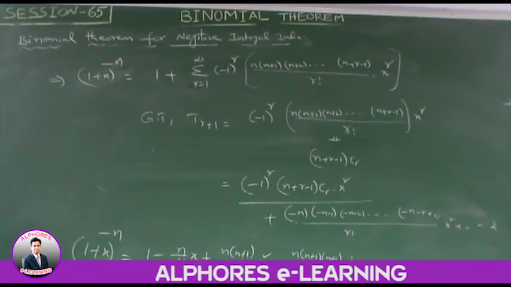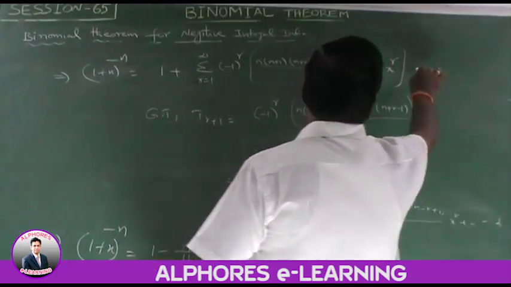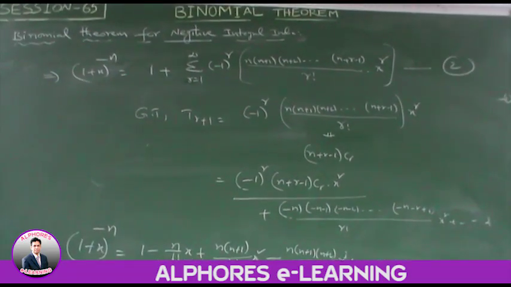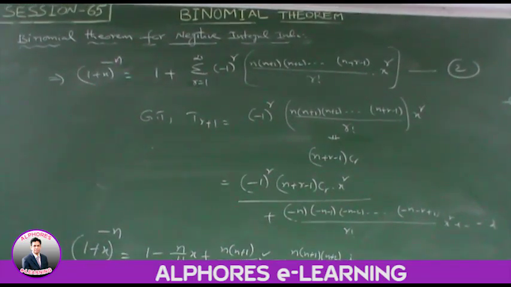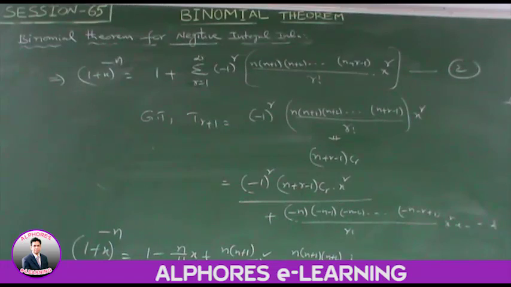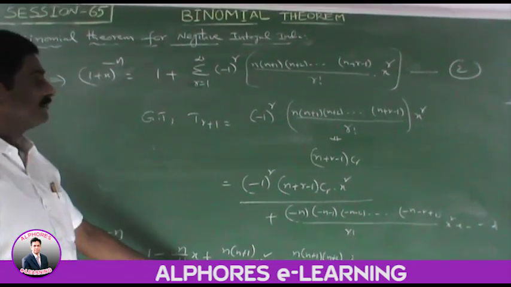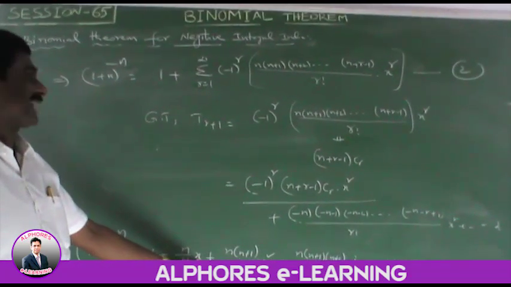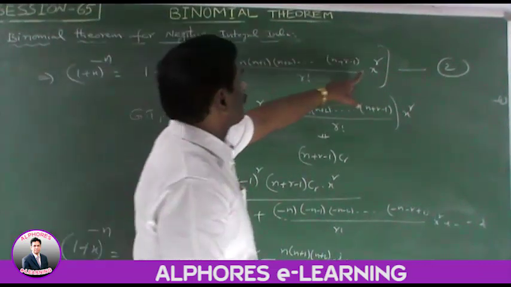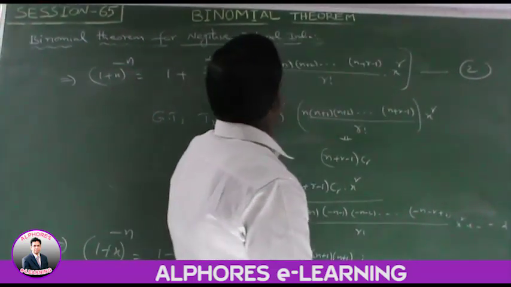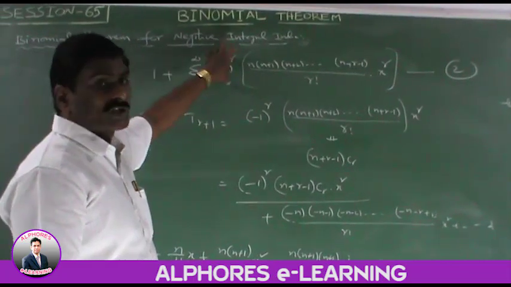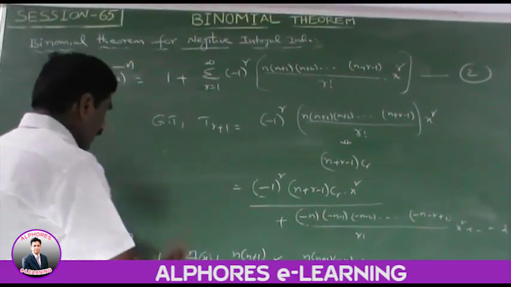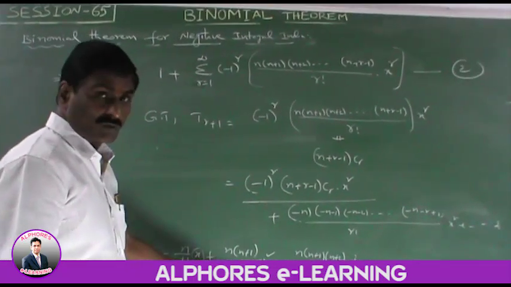Put x is equal to minus x. Say this value is equation number 2. Put x is equal to minus x in equation 2. Here please observe this value. x is replaced by minus x, so minus x whole power r means (minus 1) whole power r into (minus 1) whole power r, which is positive. In this case, 1 minus n by 1 factorial into x and so on, x can be replaced as minus x, so it will be positive. Minus x whole square is positive. All our terms are positive.